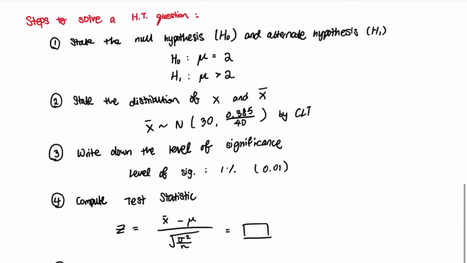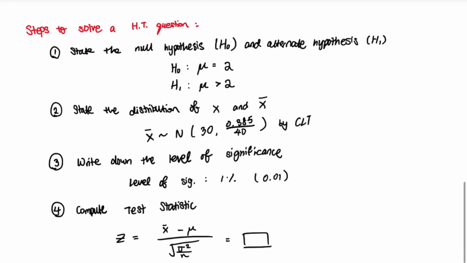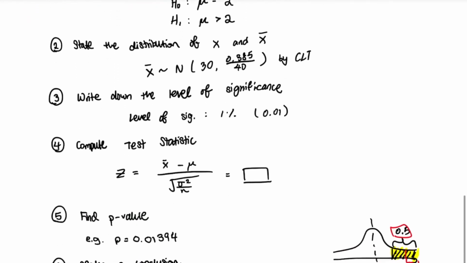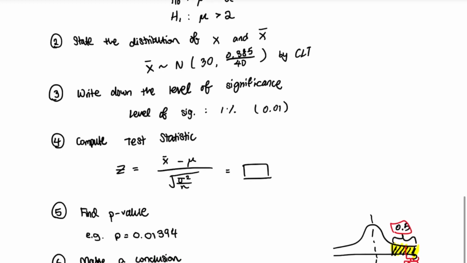So step by step, very simply, let's go through it one more time. The first step is to always state the null hypothesis and the alternate hypothesis. What is the mu value of your null hypothesis, if it's equivalent to 2? And the alternate hypothesis to prove is whether it is more than 2, less than 2, or not equivalent to 2. Then state the distribution. It should always be a normal distribution, and bring in your central limit theorem if you have to.